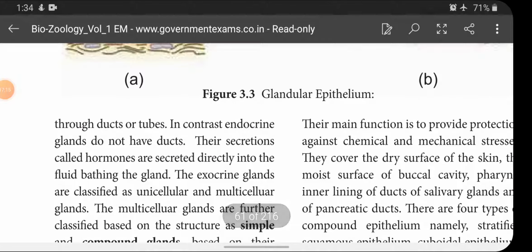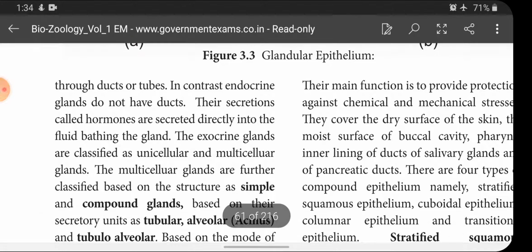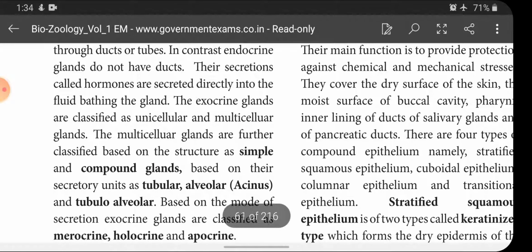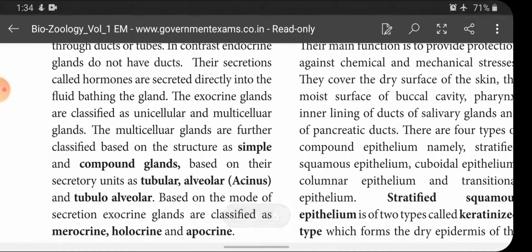Exocrine glands secrete through ducts. In contrast, endocrine glands do not have ducts. Their secretions, called hormones, are secreted directly into the fluid bathing the glands. Exocrine glands are classified as unicellular and multicellular.